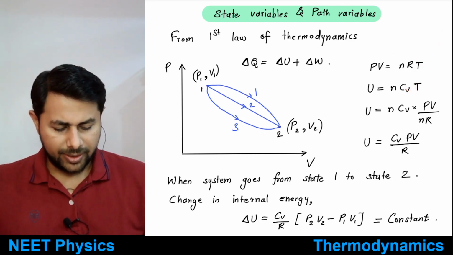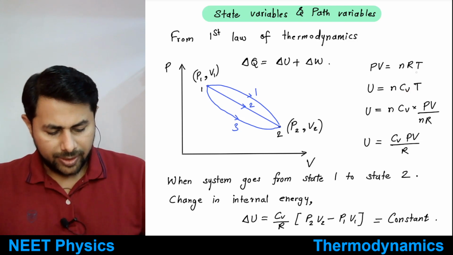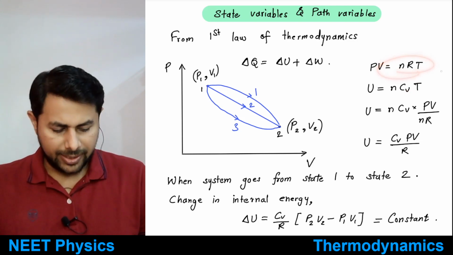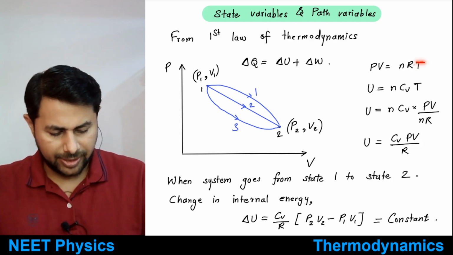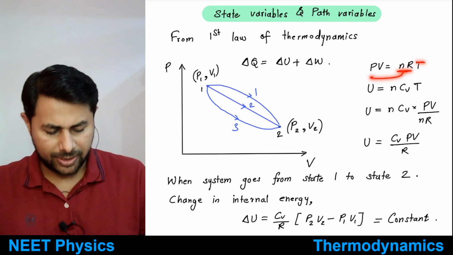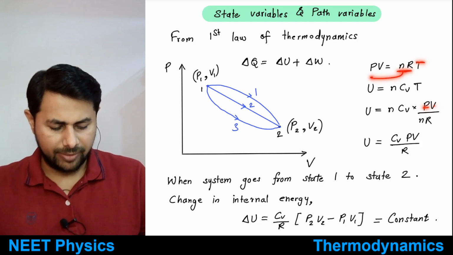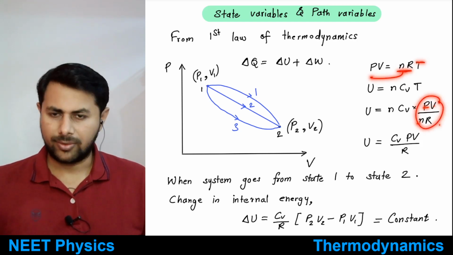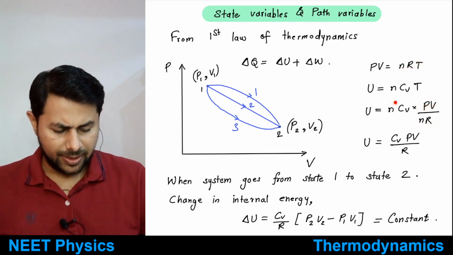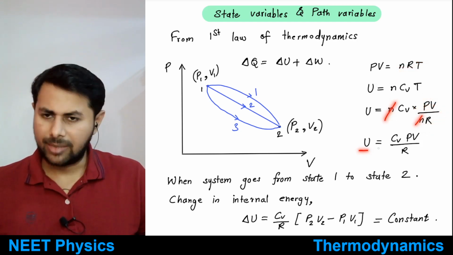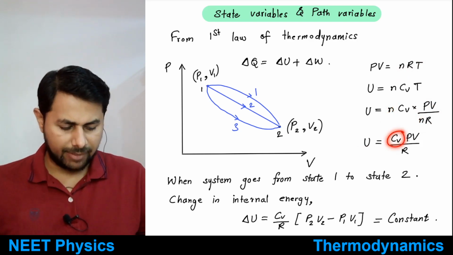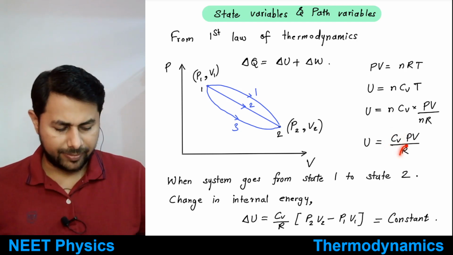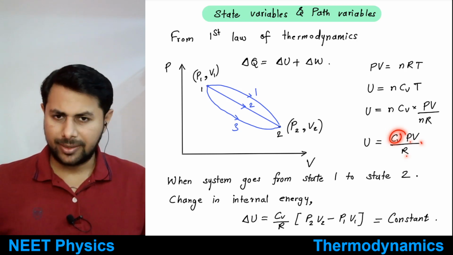Now from the ideal gas law, temperature is equal to PV divided by nR. The n can be cancelled out, and U can be written as Cv, which is a constant specific heat capacity, times PV divided by R.